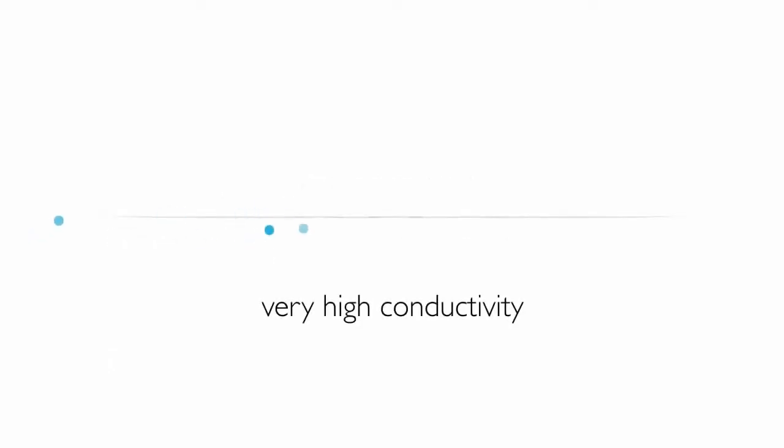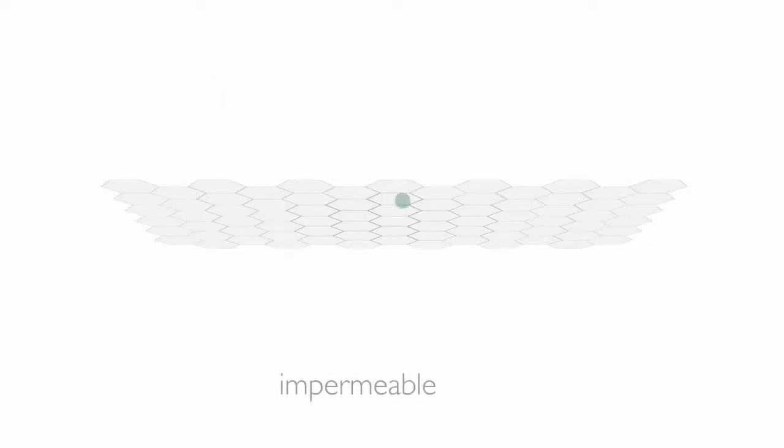Despite being one atom thick, it is incredibly strong. Graphene can conduct electricity as efficiently as copper. It is virtually transparent, yet is so dense that not even helium atoms, which are tiny, can pass through.